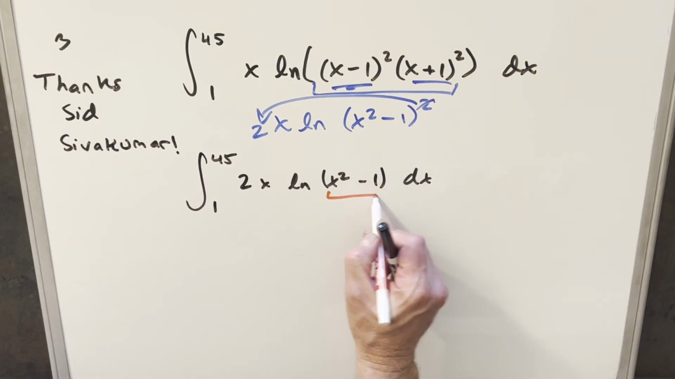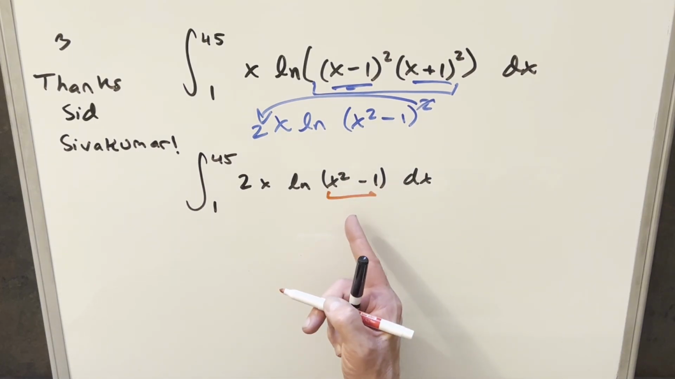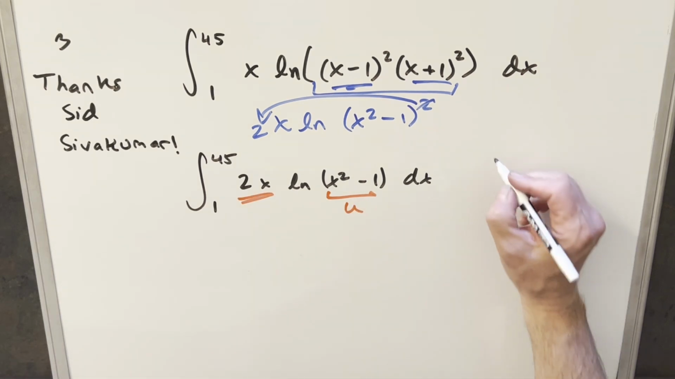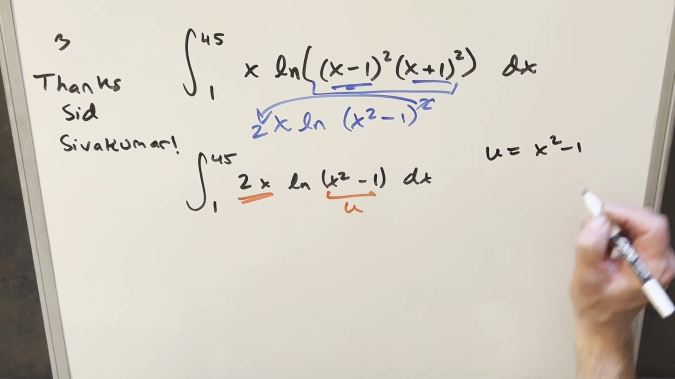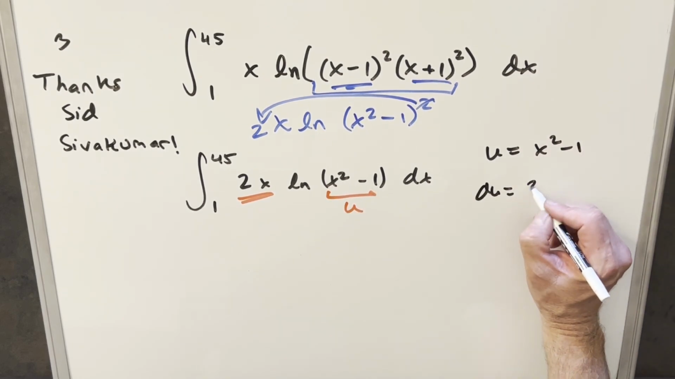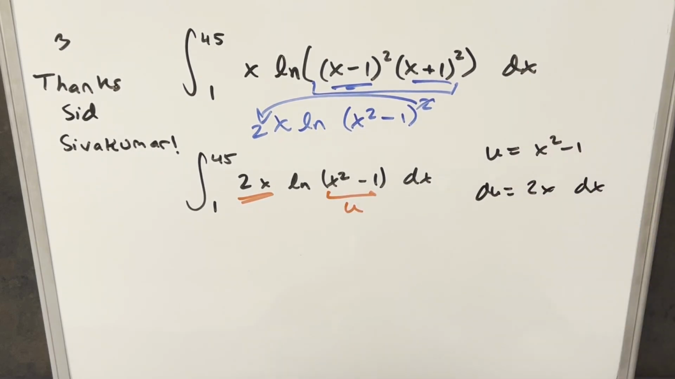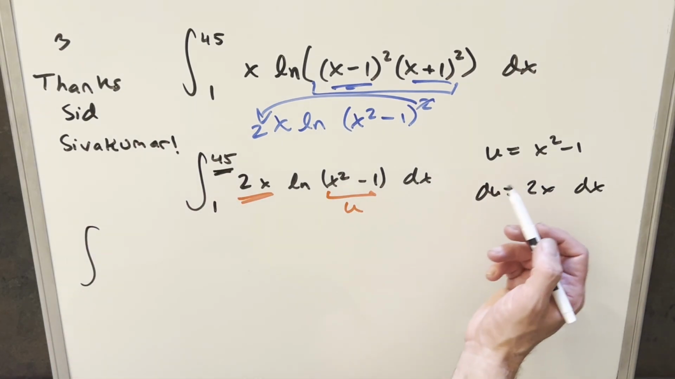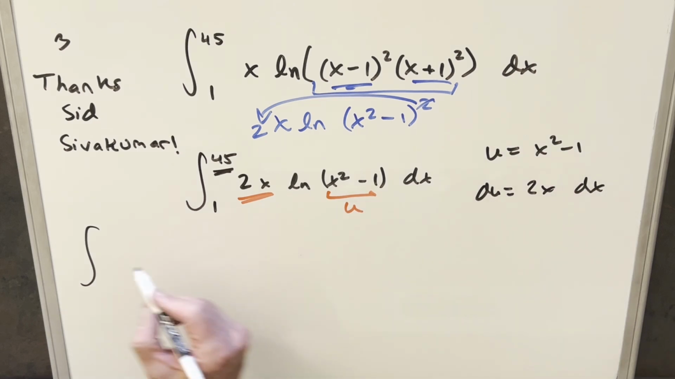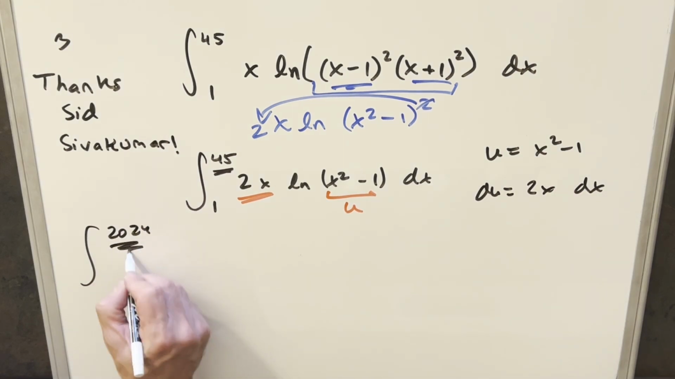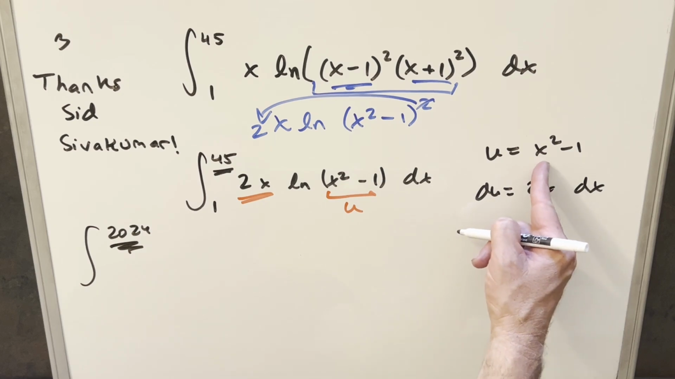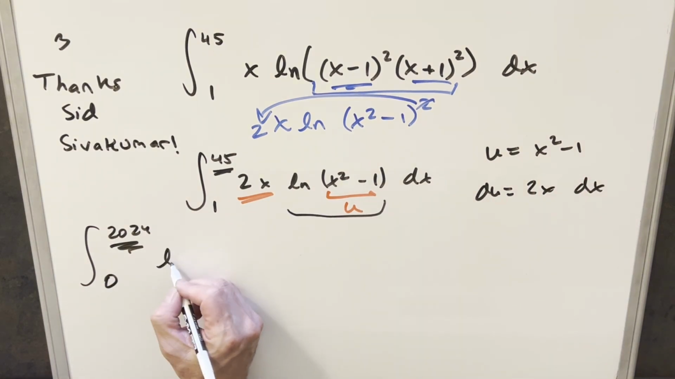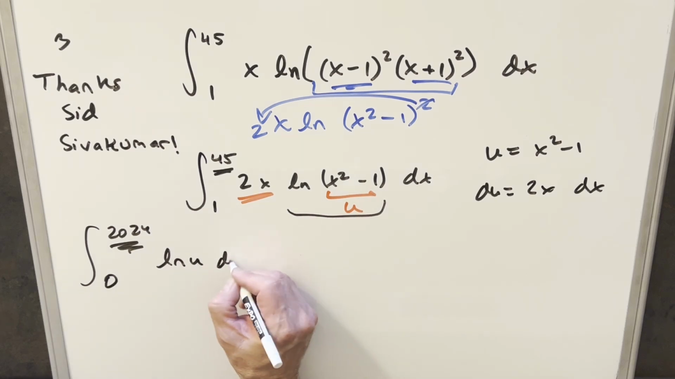This is still kind of a lot going on, but now we can do a u substitution because we've got the derivative. If I set this equal to u, we're going to have the derivative right here. So let's make u equal to x squared minus 1, and then du is just 2x dx. I'll substitute over here first, plugging 45 in. 45 squared is 2025, minus 1 gives me 2024 for the upper bound. That's pretty suspicious. Then we plug 1 in: 1 squared minus 1, so the lower bound becomes 0. This here just becomes natural log of u, and everything else is just du.